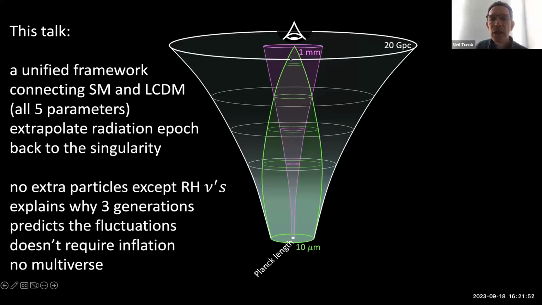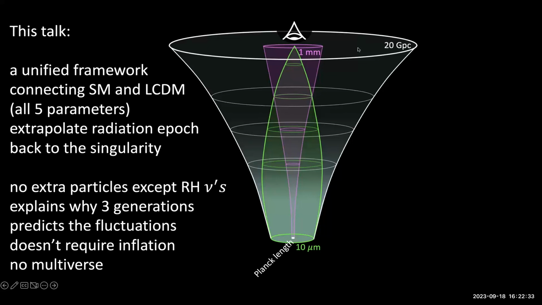So here we are. This is our past light cone, the green light cone. If we look back to the Planck time, then our past light cone encompasses a region about 10 microns across. If we then evolve that region forward, it is this 20 gigaparsec region surrounding us, roughly speaking, our Hubble volume. And of course, we see all these galaxies along that light cone, which now fill out our Hubble volume.